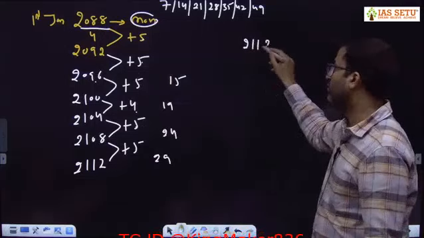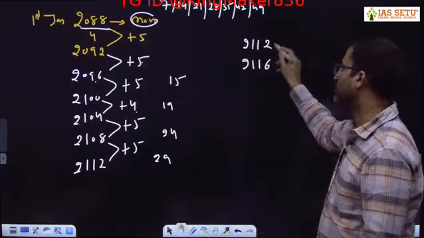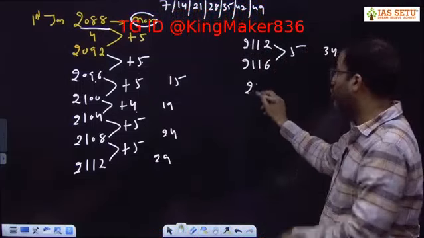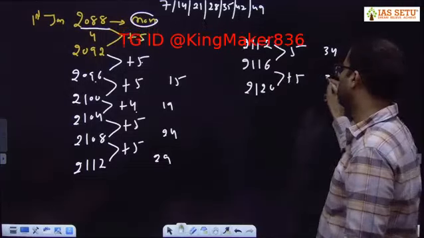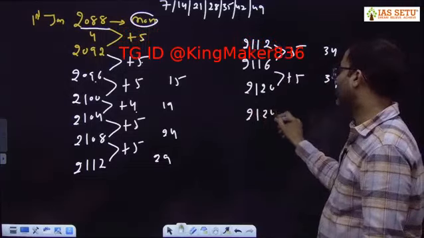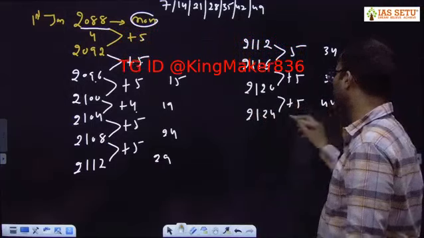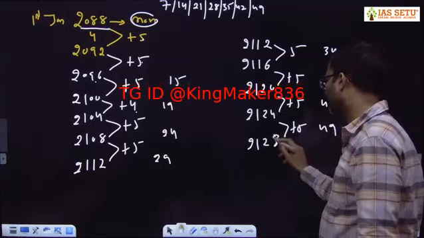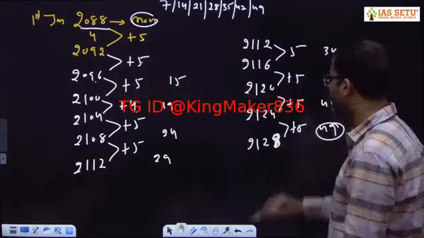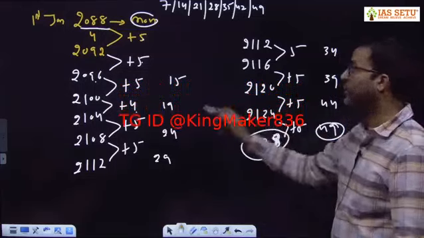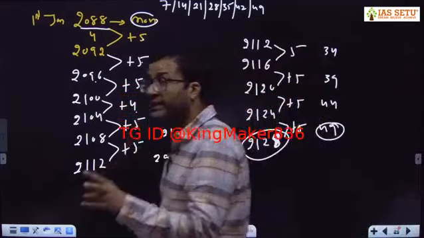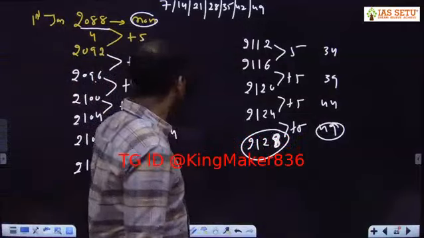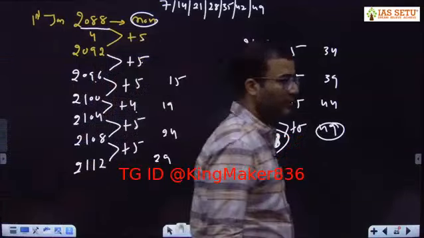Then 2112 to 2116, you have 5 more days, 34. Keep totaling. 2120, 5, 39. 2124, further 5, 44. 2128 plus 5, 49. So 49 is a multiple of 7. Leap year calendar of 2088 will repeat after 40 years, because there is a gap of a leap year in between.